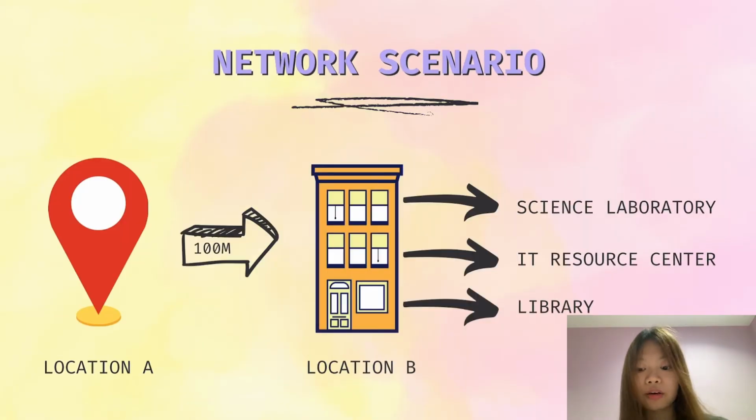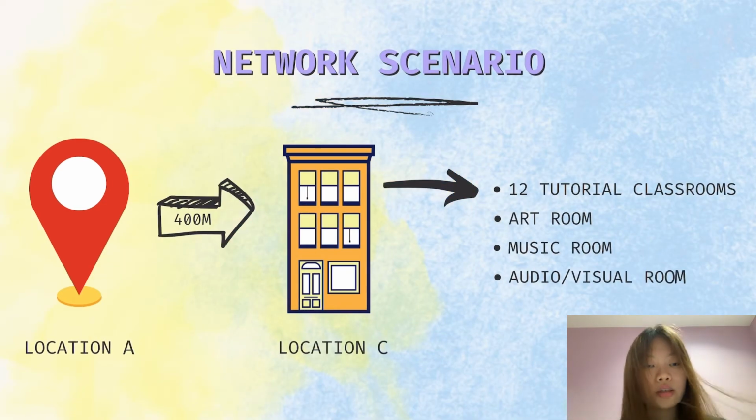Next is location B, which is 100 meters away from location A. It also has 3 stories in the building: on the ground floor we have the library, on the first floor the IT resource center, and on the second floor the science laboratory. Location C is 400 meters away from location A. It has 12 tutorial classrooms, an art room, a music room, and an audio vision room.